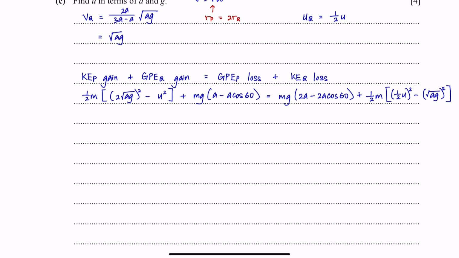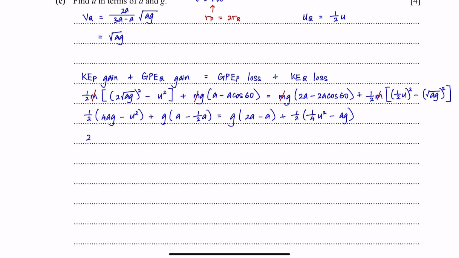So we can start to simplify them. We can cancel all the m, and we would get half times (4ag minus u squared) plus g times (a minus half a) equals g times (2a minus a) plus half times (1/4 of u squared minus ag).